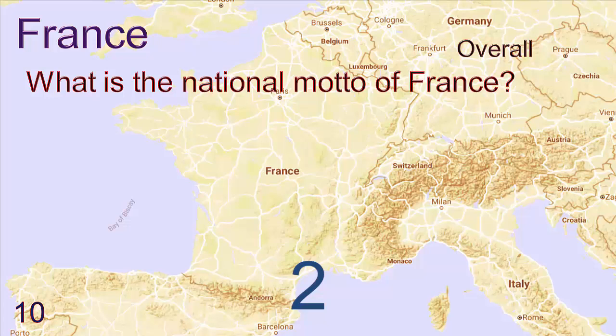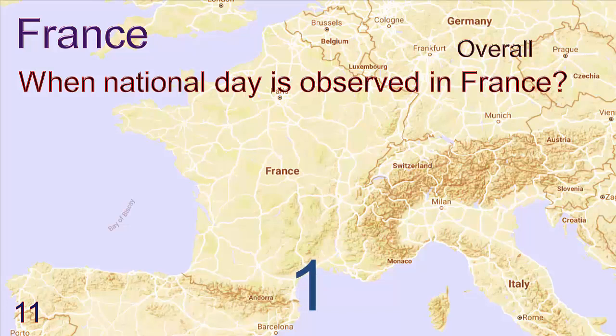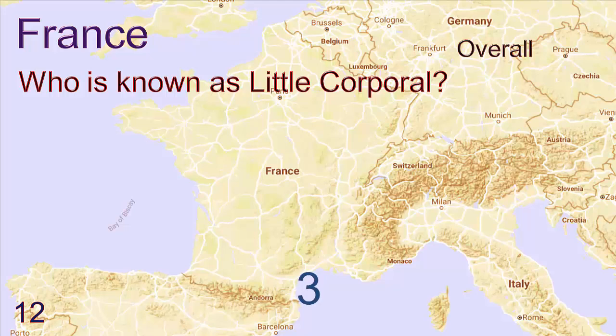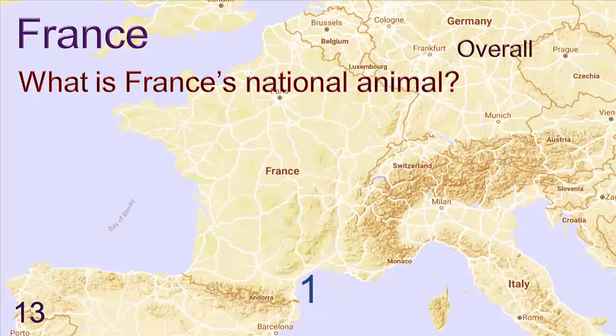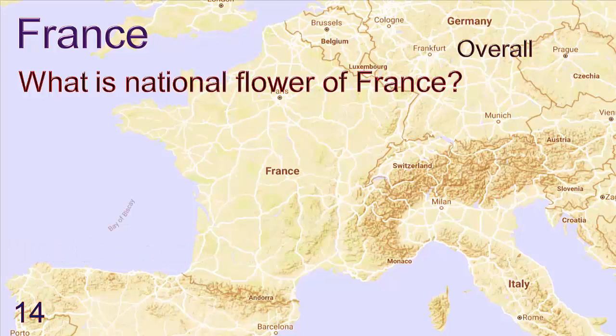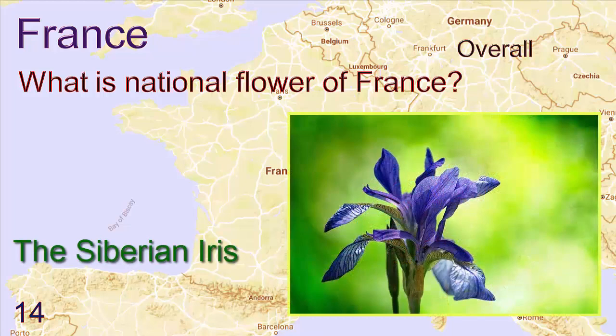What is the national motto of France? Liberty, equality, fraternity. When is National Day observed in France? 14th July. Who is known as the Little Corporal? Napoleon Bonaparte. What is France's national animal? The Gallic rooster. What is the national flower of France? The Siberian iris.